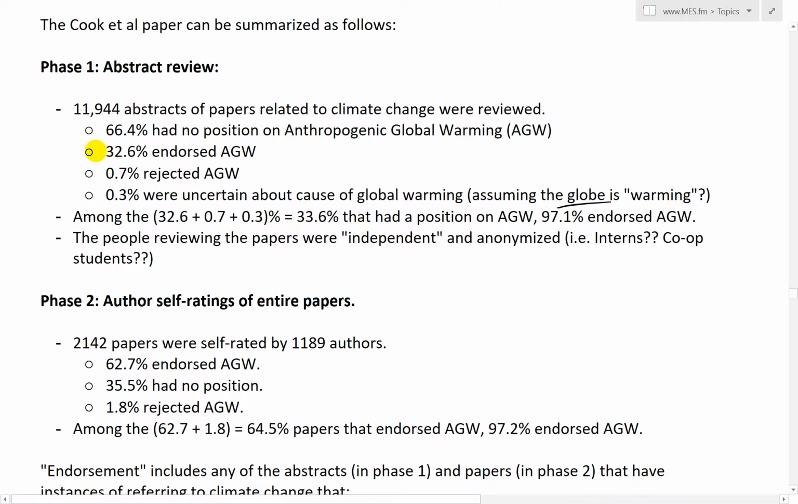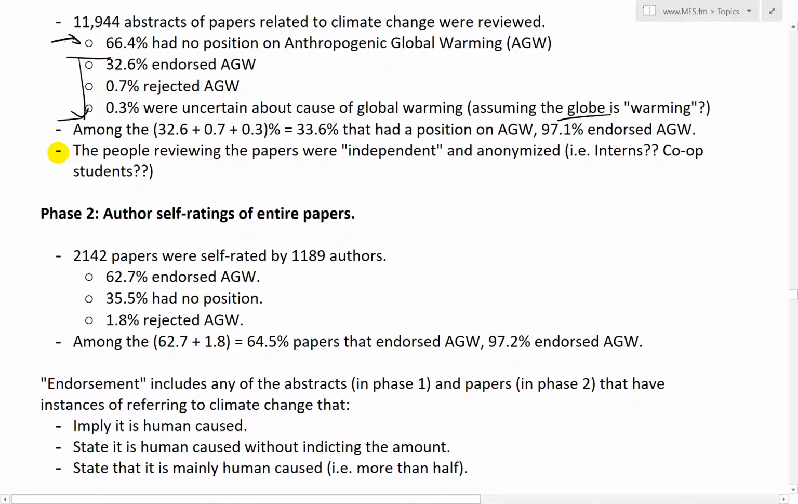Again, is it not? What's doing it? What kind of hidden tech is doing it? Is it doing it on purpose? As I'll get to later. So among the 32, plus 0.7 and plus 0.3, these all had positions. Among these that had a position, 97% endorsed AGW, even though 66% did not have a position. The people reviewing the papers were, quote, independent and anonymized, i.e. interns, co-op students, experts, I don't know, let's just put an experts sign, because everyone's an expert when it fits your agenda.